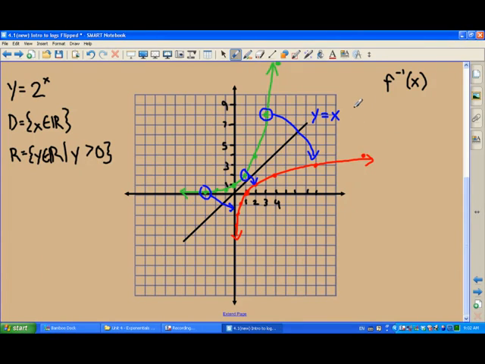For the inverse function, we're swapping the domain and the range. So for the inverse function, our domain is x is an element of the real numbers such that x has to be greater than 0. So here we have a vertical asymptote, and our range, which has no restrictions. Y is just an element of the real numbers.